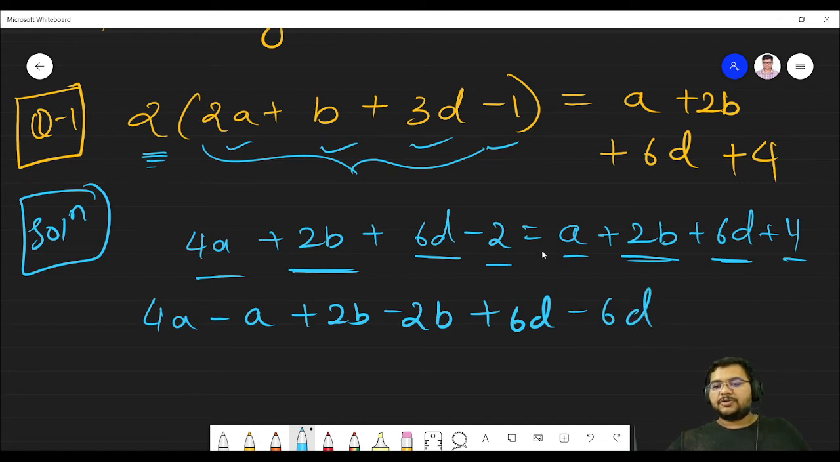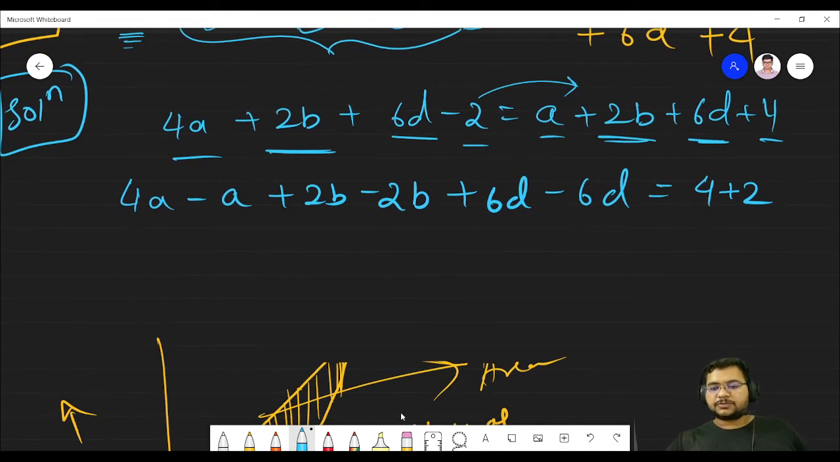Now equals to, see, a 4 is already there on the right hand side, and I will bring this minus 2, this is a negative 2, and as soon as I bring it to the right hand side, it will become a positive 2. Okay, so now I will try to solve.